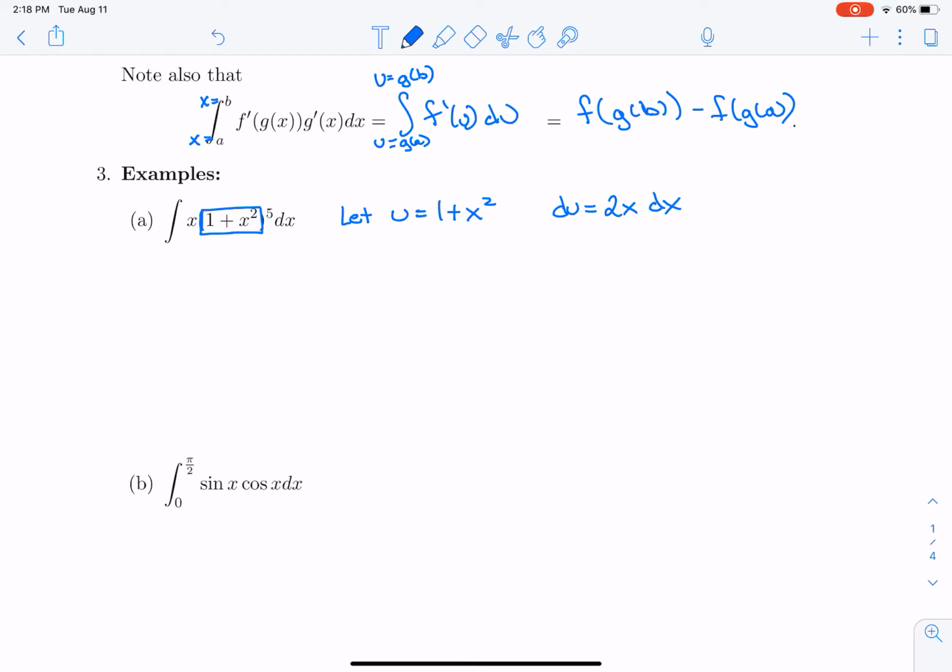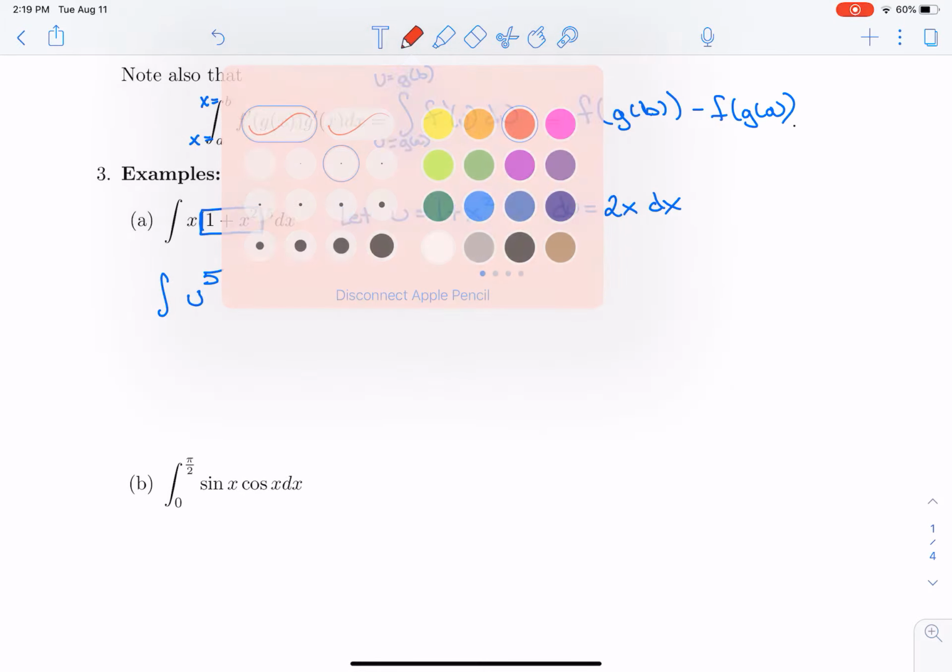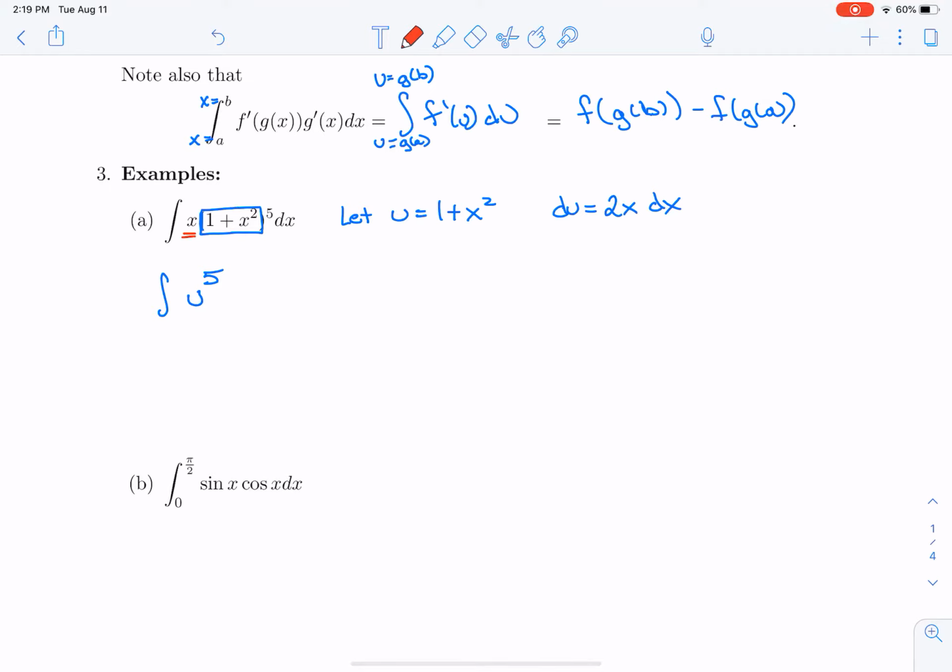And so now I'm going to substitute this into our integral. So we have the integral of, okay, (1 plus x squared) to the 5th. Well, u is 1 plus x squared, so that becomes the integral of u to the 5th. And then we look at what's left over. What's left over is an x and a dx. So we have x times dx left over, and I want to substitute that out for something that involves u.